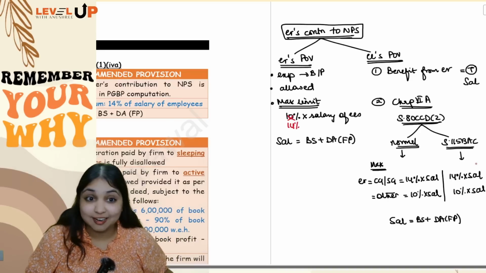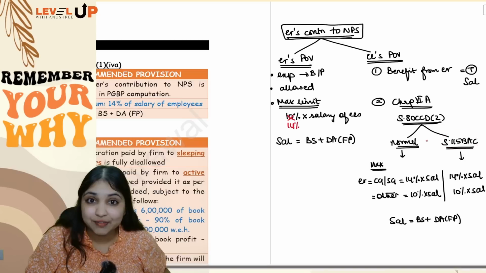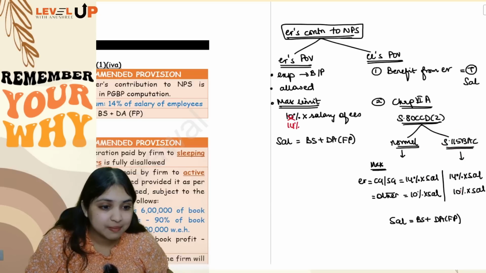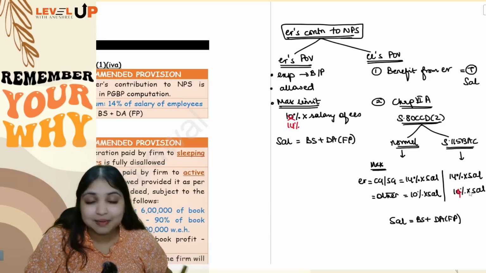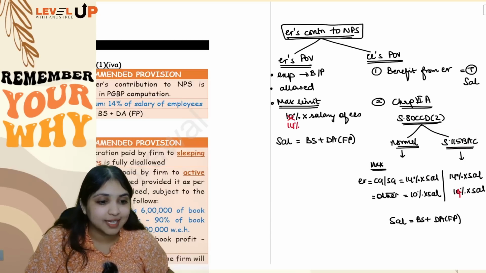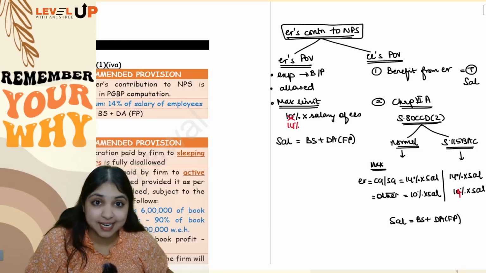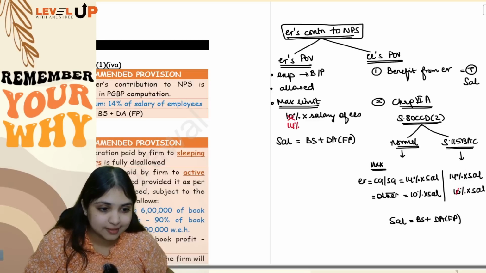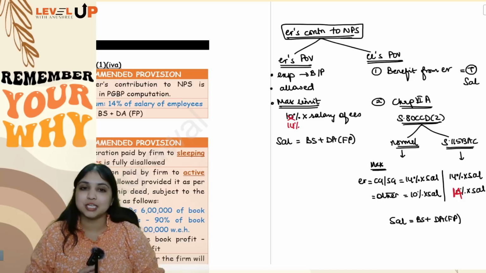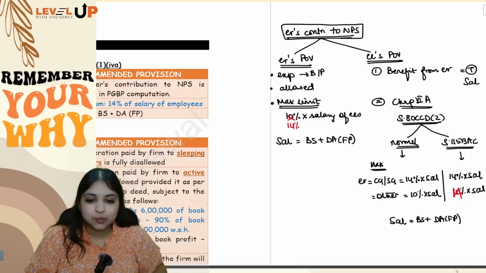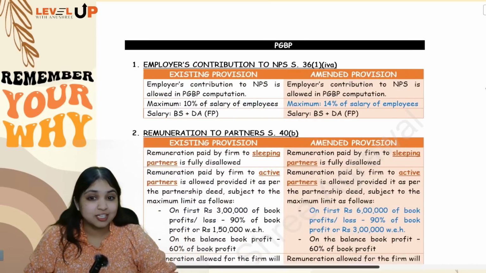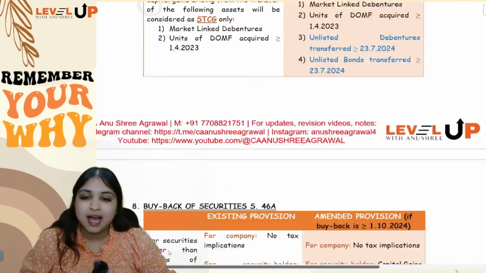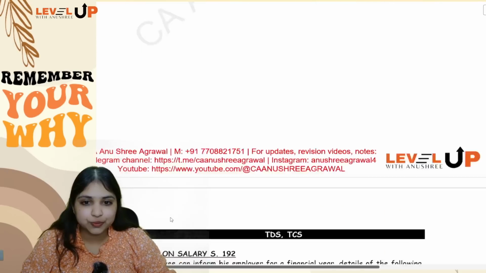The change is over here. If the assessee is following 115BAC, your maximum deduction is going to be 14% of salary. Whether the employer is central government, state government or any other employer, it doesn't matter. Your maximum deduction is going to be 14% of salary. This is the point which you will be seeing later in chapter 6A as well. I'll cover that also for you now itself.